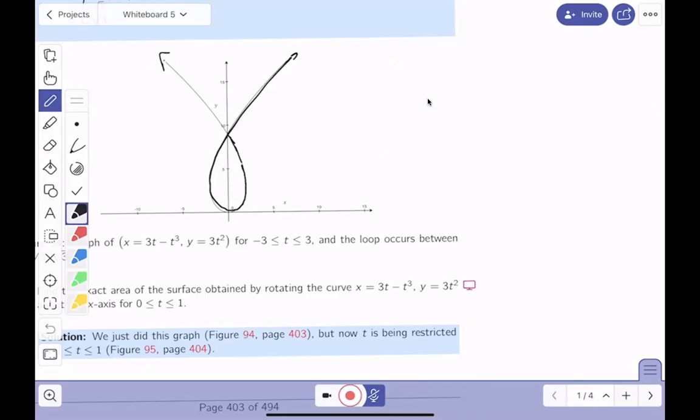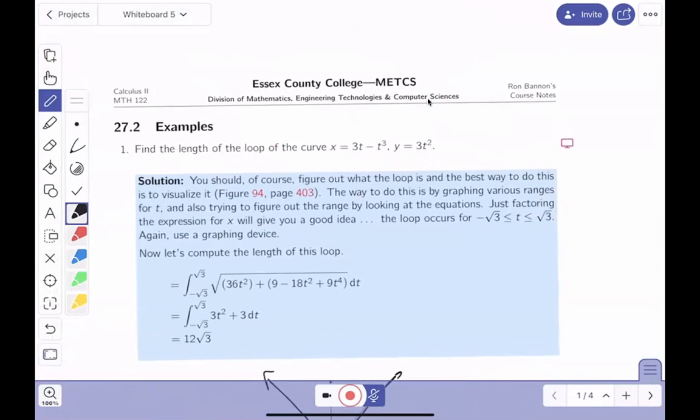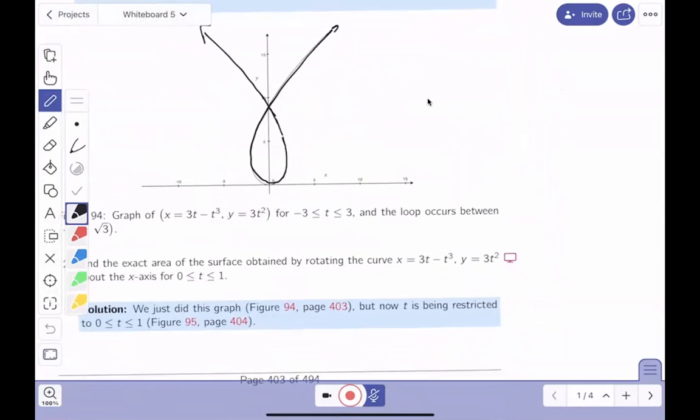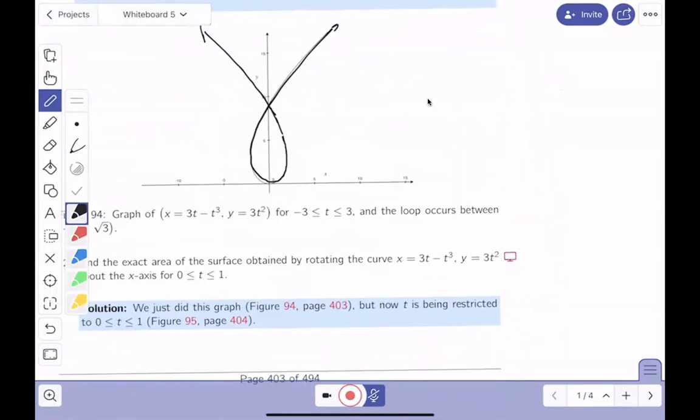I have to read that again. What do they want to know? Oh, the length of the loop. It's an arc length problem. All right. So before I do that, I just want to discuss the points on it. And let me write this over here. And this is why being able to understand a graph is important.